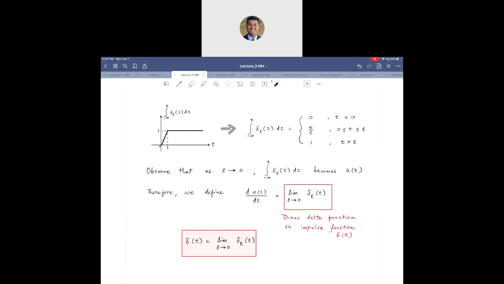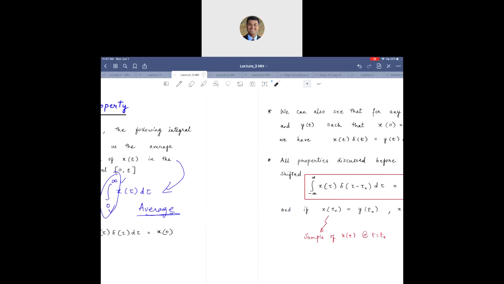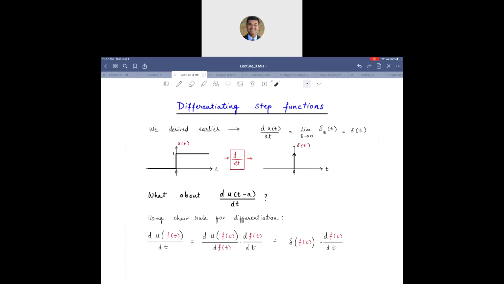So when we defined this, we said the integration of delta sub epsilon becomes u of t as epsilon tends to 0. So if you integrate this and differentiate this, that leads to that identity there as epsilon tends to 0. And we are taking this particular result and talking about the derivative of the unit step right here. So that's coming from there. If you differentiate the unit step, that is essentially the limit as epsilon tends to 0 of delta sub epsilon that we defined, which is the same as the delta function, the impulse function.